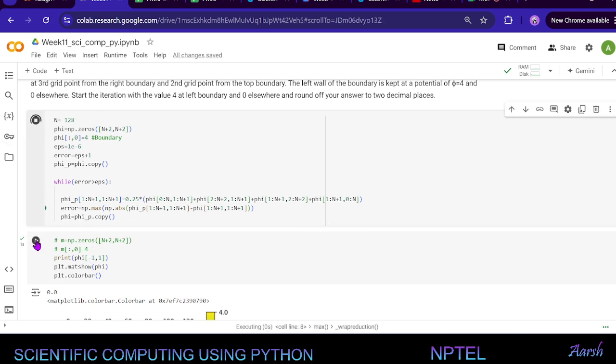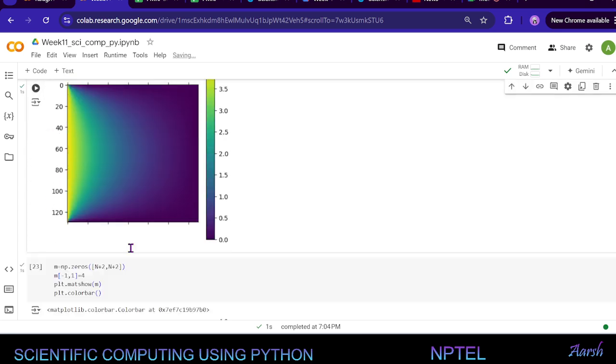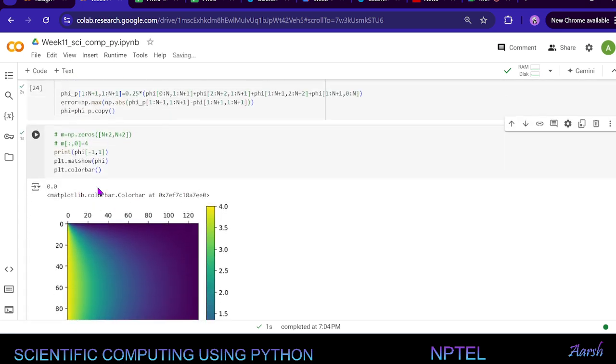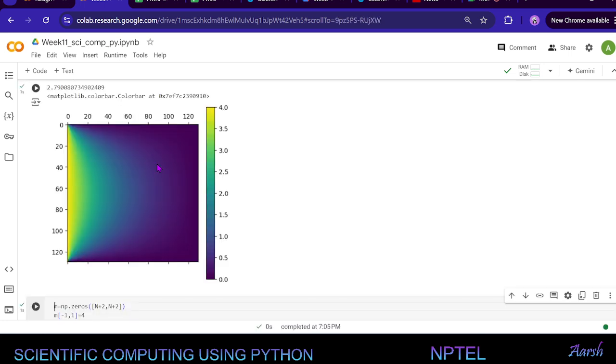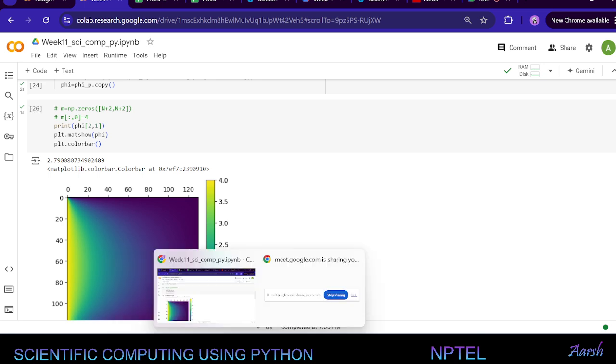Let me run this again. Now that also gives 0. But I'll tell you which one gives the right value. It is 2 comma 2. That also does not give the right value. 2 comma 1 gives the right value, I think. Yeah, that gives 2.79, which is probably there in the question.